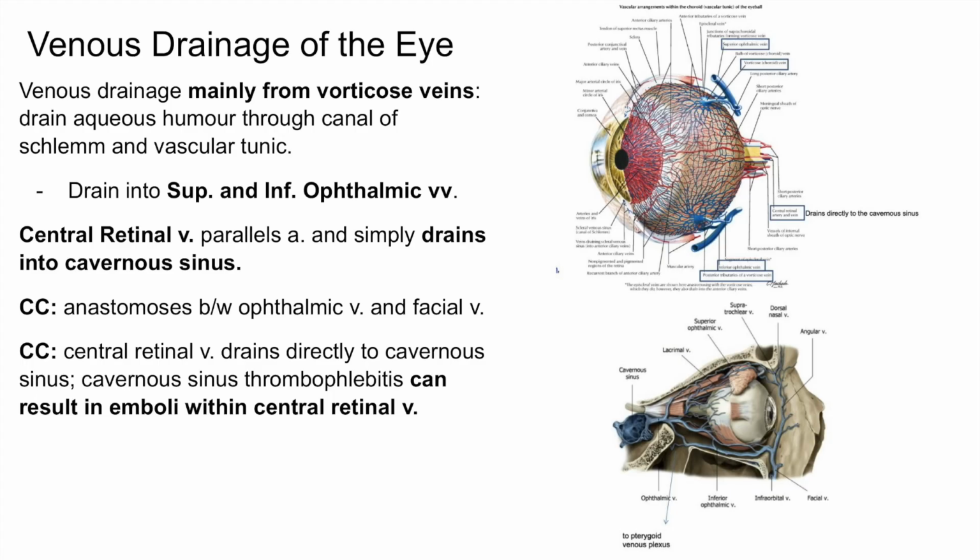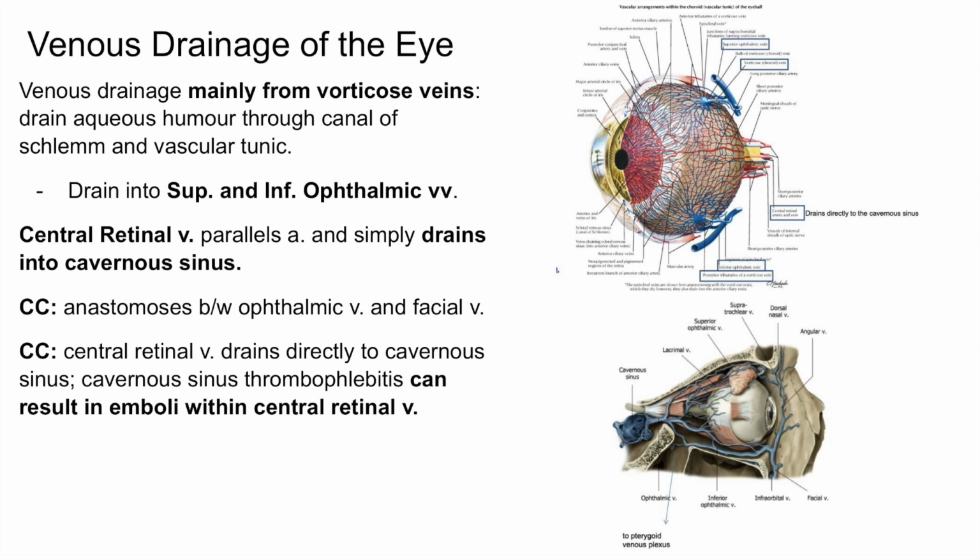All right, and now since we just covered arteries, we're moving on to veins. Here we're just going to break it down into two main pathways. You have the vorticose veins for most of the eye and the central retinal vein for the retina. So most of the venous blood, including drainage of the vascular tunic and aqueous humor after it exits through the canal of Schlemm, shout out my Animal Crossing town, ultimately leaves through the vorticose veins.